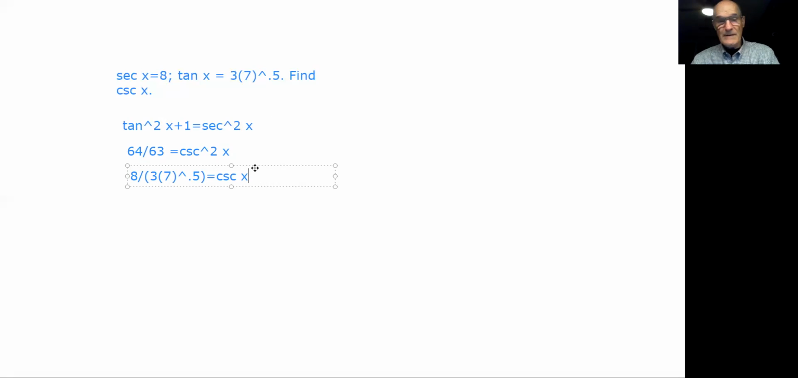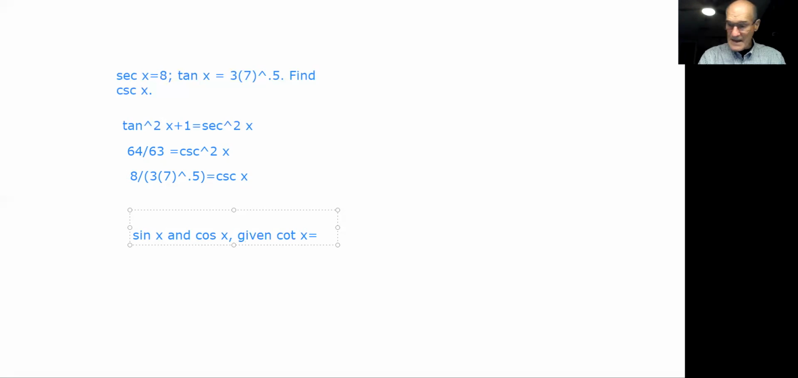Now, another type of problem, if we look at it, if we come down here again, is we have something like, we want to find the sine of x and the cosine of x given the cotangent of x equals 8 and the cosecant of x is less than 0.